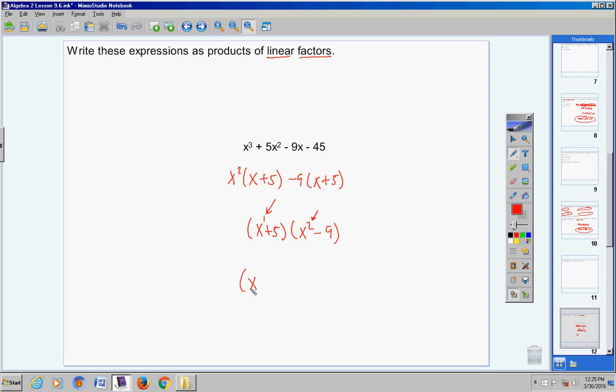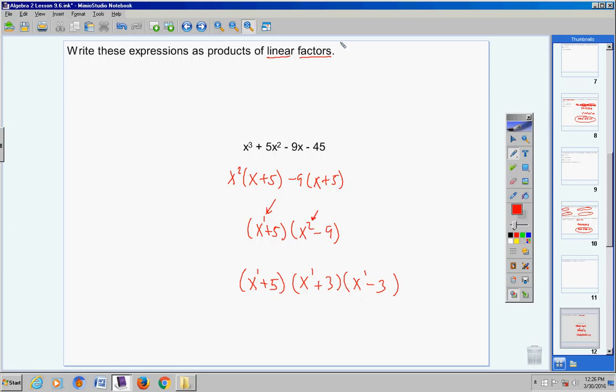So bring down your x plus 5. Now watch this. This is a perfect square. The first term is positive, second term is negative. So I put two little parentheses. The square root of x squared is x. The square root of 9 is 3. Make one positive, make one negative. Now what is my exponent here? 1. What is my exponent here? 1. What is my exponent here? 1. We're done.